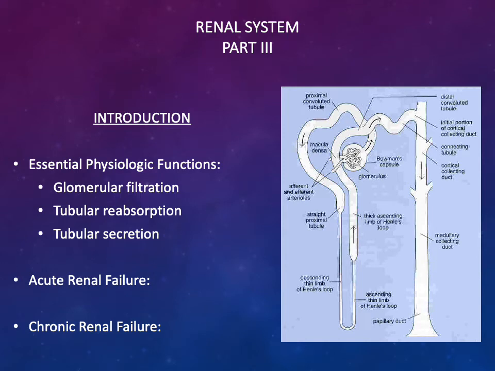Tubular secretion is the movement of substances from the blood to the filtrate. About a fifth of the blood is filtered in the Bowman's capsule. Acute renal failure is defined as the sudden inability of the kidneys to vary urine content and flow appropriately. This results in retention of nitrogenous waste products, also known as uremia or azotemia.